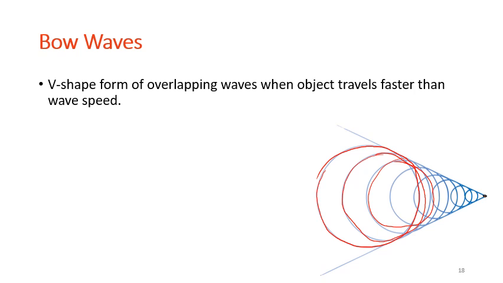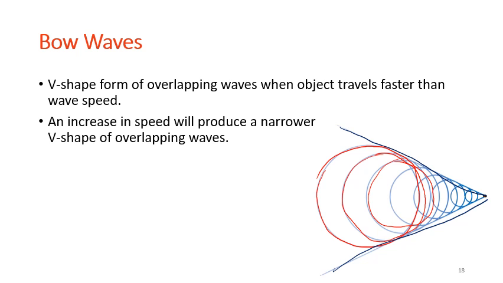And if you draw the wave front, you can see a V shape over here. This V shape is created due to these bow waves. And this V shape is narrower if you move faster. So if the flight is moving faster, you can see this V shape become narrower.